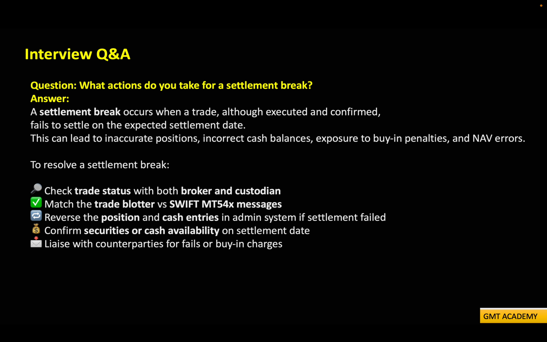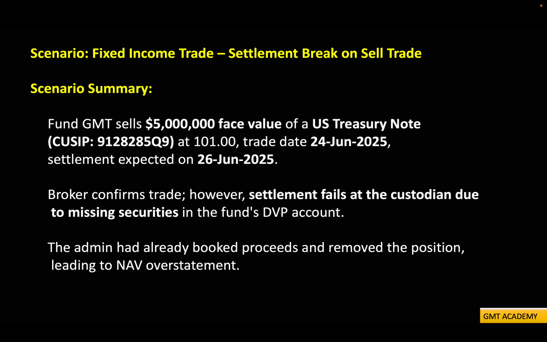Reverse the position and cash entry in the admin system if the settlement failed. If settlement fails for some reason and you find it is a valid reason, you have to reverse your entry on the admin side with confirmation from the broker and custodian that it has failed. After that, once you get confirmation, you confirm the security and cash availability on the settlement date, or liaise with the counterparty about fails and the buy-in charge as well. This is the common step you have to follow.